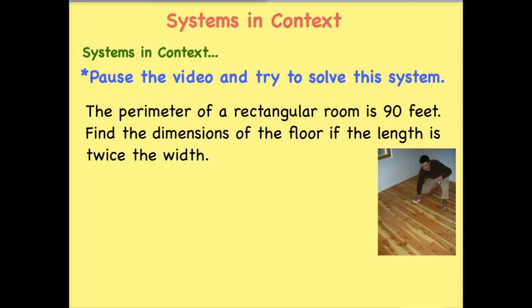Pause this video, read through these problems here, or this one problem, and try to solve the system. See if you can create a system of equations and then evaluate, solve them.